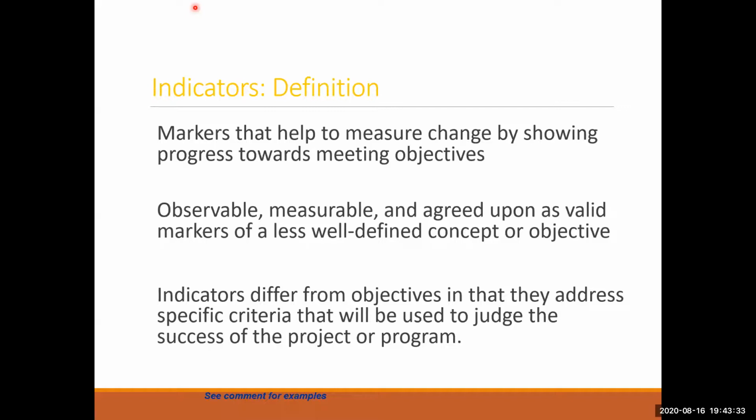Okay, so remember this type of thing. A valid indicator is observable, measurable, and agreed upon as a valid marker. Indicators differ from objectives in that they address specific criteria that will be used to judge the success of the project. Sometimes there are fixed indicators, common ones like the gender equality indicators. It will help your proposal.